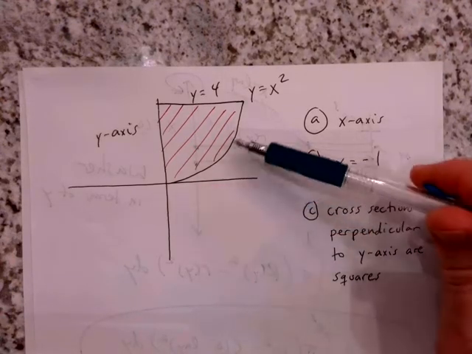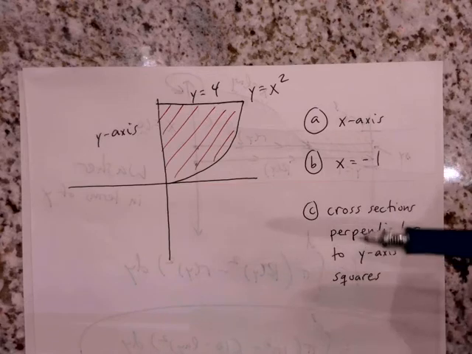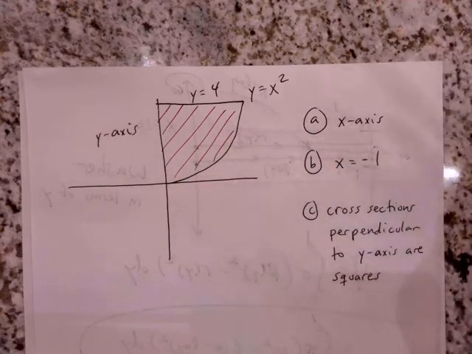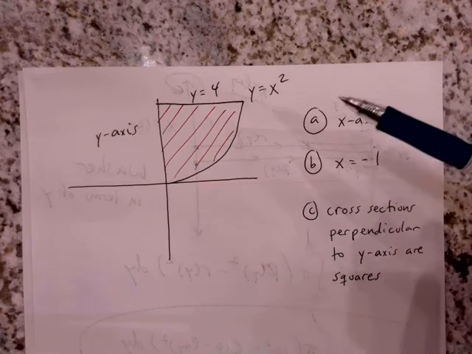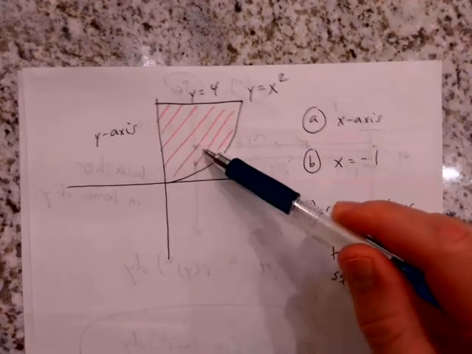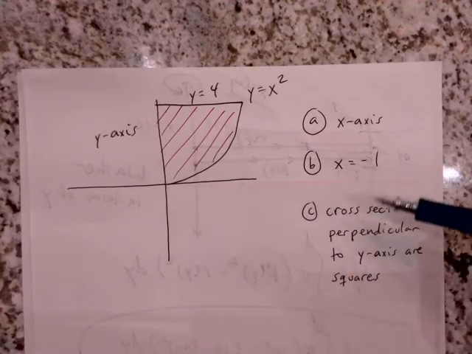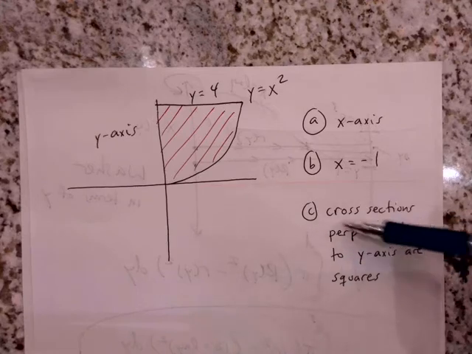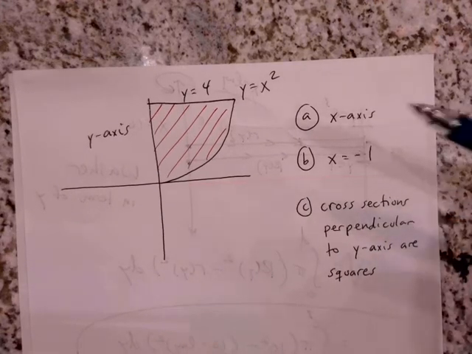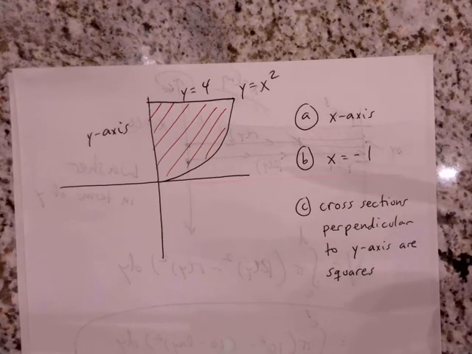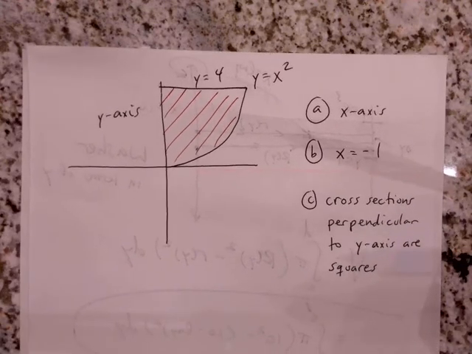First, when you rotate this about the x-axis. Second, when you rotate this about the line x equals -1. And third, find the volume of the solid whose base is this region and whose cross-sections perpendicular to the y-axis are squares. So part C is like our lecture for Monday. This is the base of the region, and the cross-sections are perpendicular to the y-axis, and they are squares. So press pause and give those three a try.